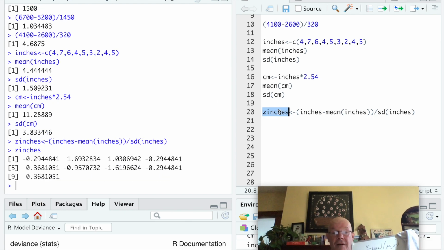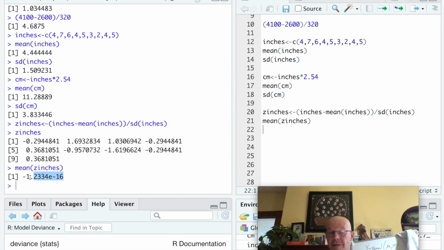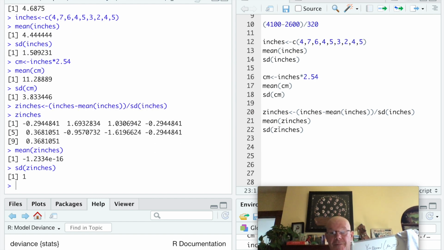And so now all of our data are in units of standard deviation, and because we've z-transformed it, the mean should be 0 and the standard deviation should be 1. So we say mean of zinches. I'm going to argue that that's pretty darn close to 0. That's just the computer being confused by rounding problems. And then I'll go ahead and say, well, what's the standard deviation of my zinches? And it's 1.